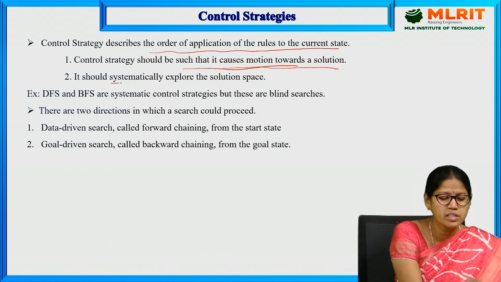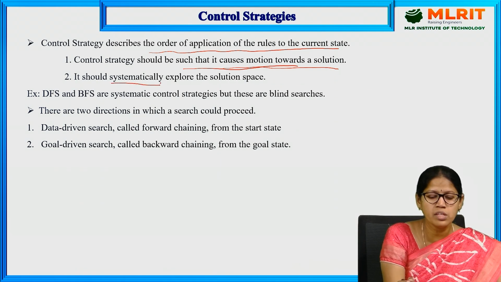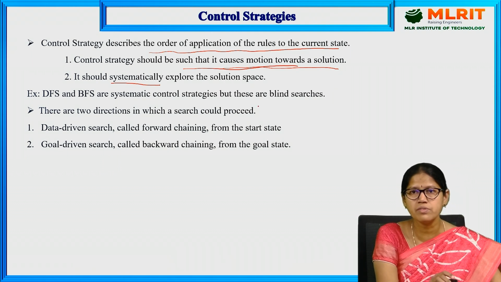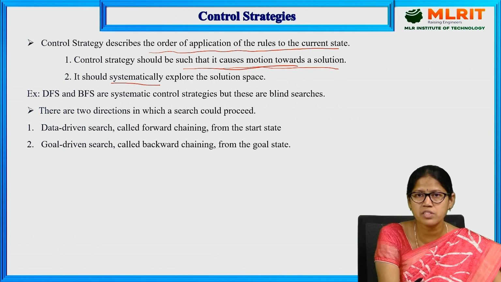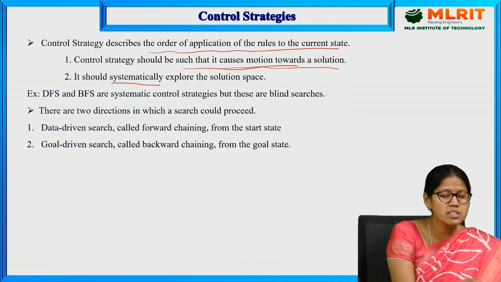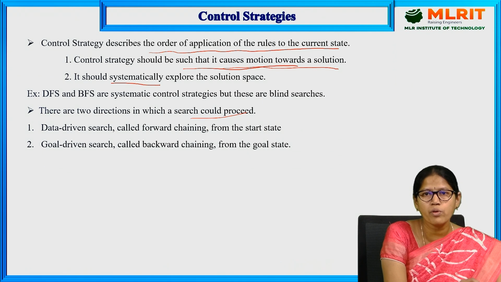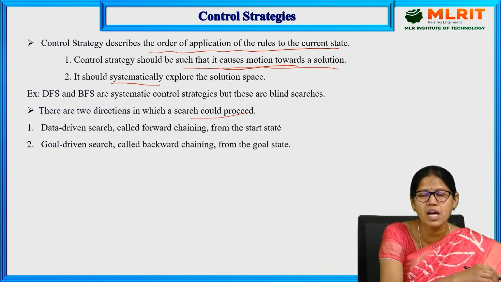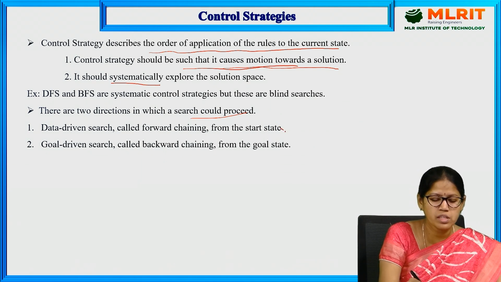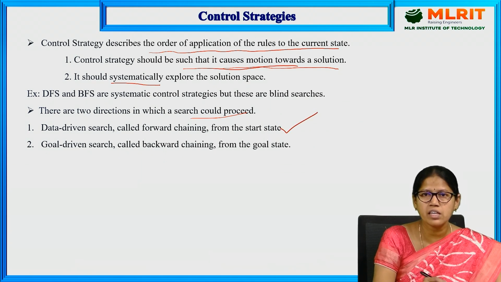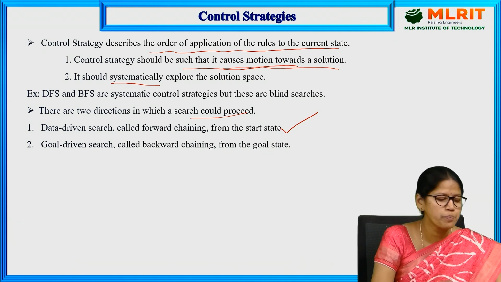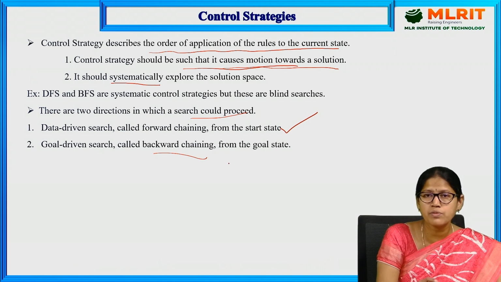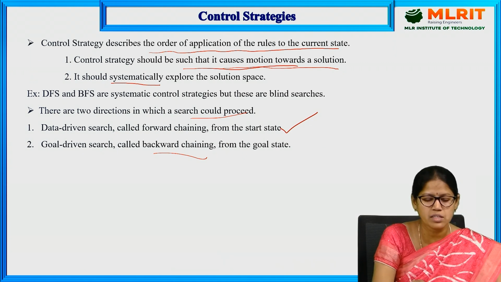The second one is that it needs to explore the solution space systematically. So DFS and BFS are systematic control strategies, which are called blind searches, uninformed searches, or exhaustive searches. Next, there are two directions in which a search can proceed. The first one is a data-driven search or forward chaining search, which will start from the start state and lead to the goal state. The next one is goal-driven search, called backward chaining. It will start from the goal state and reach the start state.